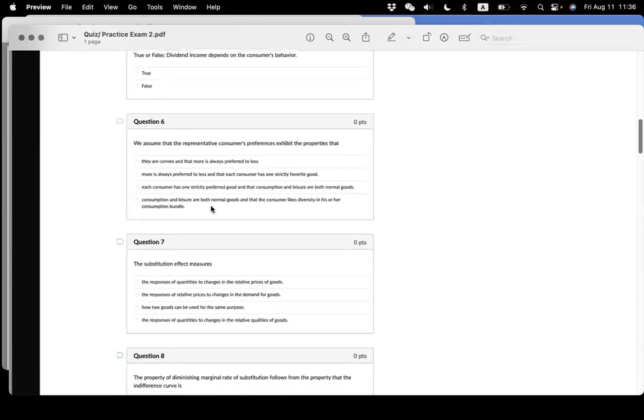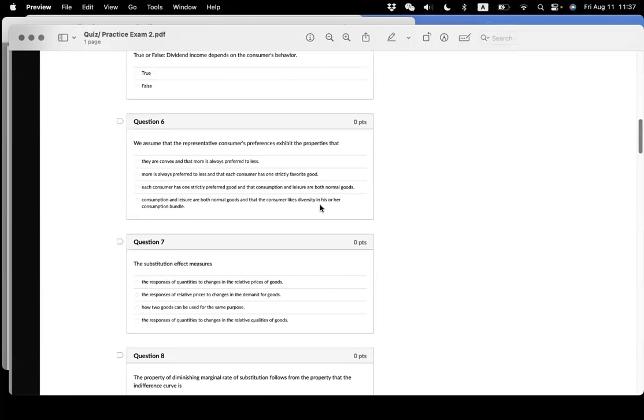Now question 6. We assume that the representative consumer's preference exhibits the property that, the last one, both consumption and leisure are normal goods. Consumer likes diversity, right? The diversity just means they may prefer a mix of consumption and leisure. Actually, this diversity is reflected as the bowed-out shape of the indifference curve.